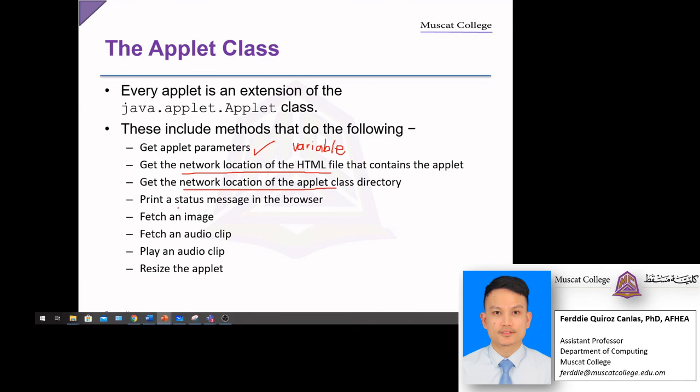And then if you want to print a status message in the browser, like a dialog box such as, are you sure you want to exit? Then you can have yes here, and no here. So these are message boxes. Okay, so message boxes are being shown.